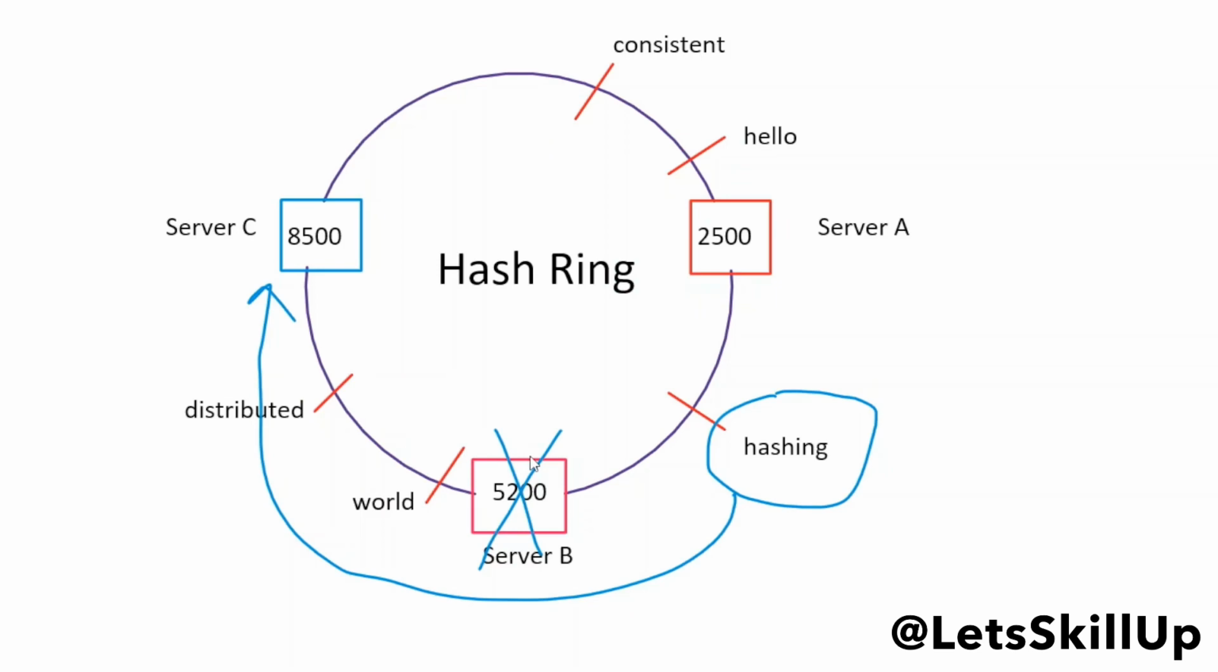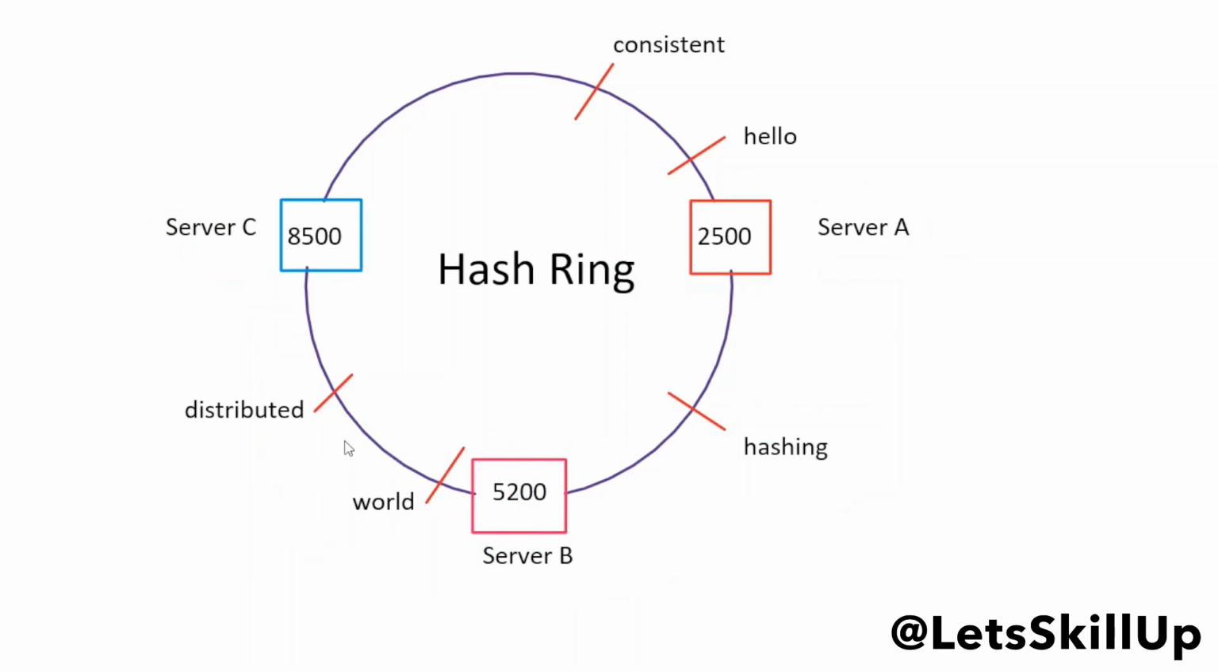What happens to the other object keys? The keys that belong to server A or server C? Nothing, right? That's the beauty of it. The removal of server B does not affect those other keys in any way. So removing a server results in its object keys being reassigned to some other server, leaving all other keys untouched. That's why it is independent of the number of servers and object keys on the distributed hash table.